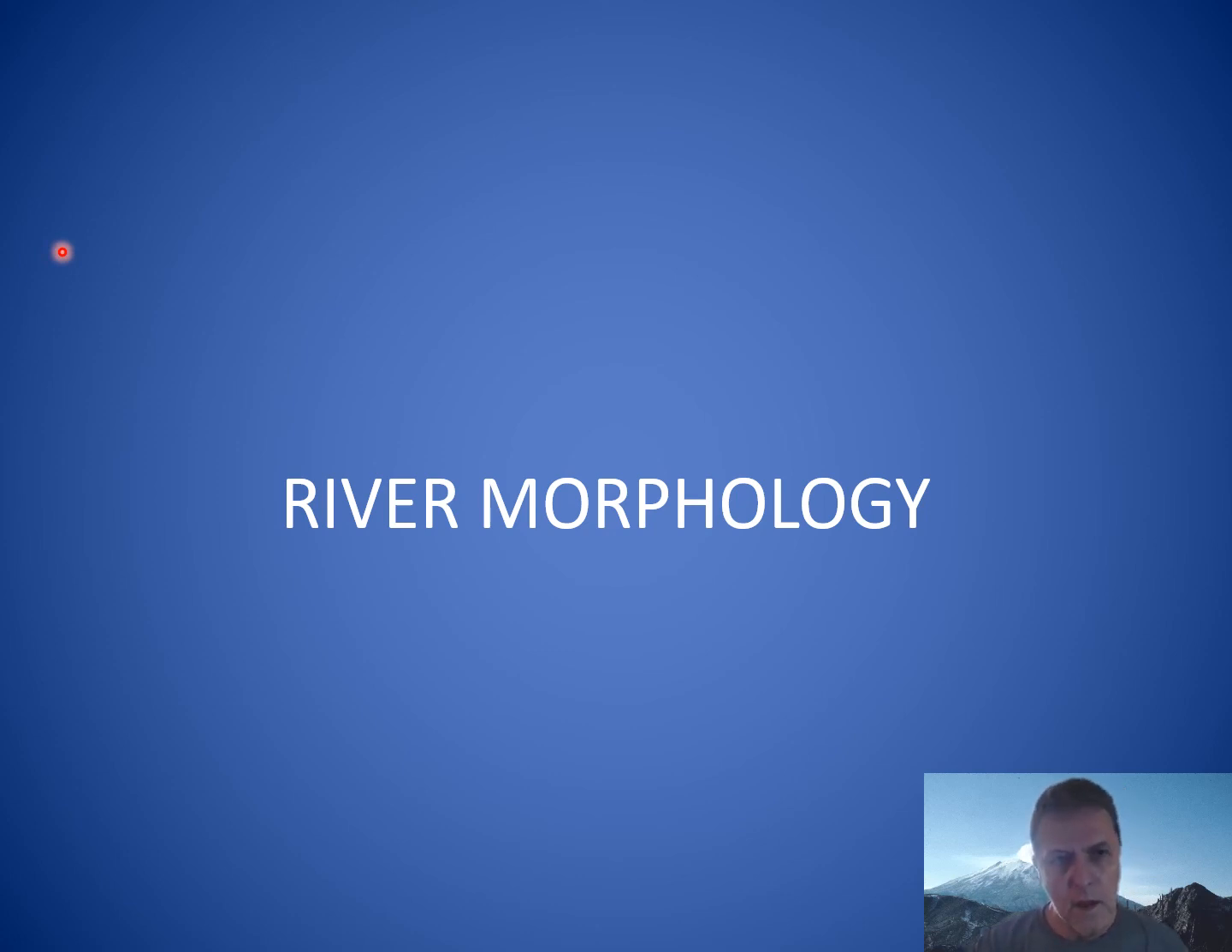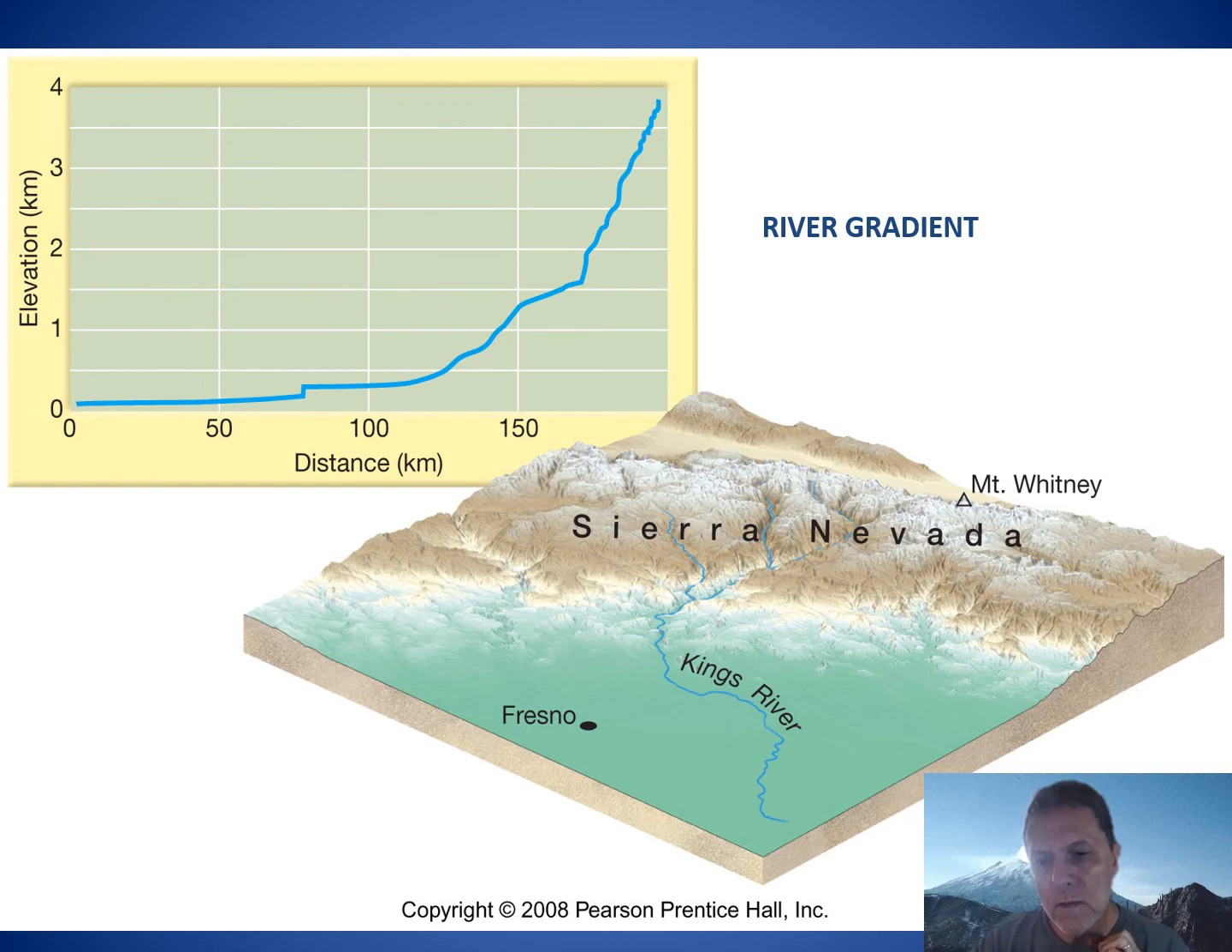Let's look at river morphology, which means shape. So let's look at the physical characteristics of a river from top to bottom. When you talk about a river, you talk about a moving stream of water that has physical characteristics, including a gradient. A gradient is a slope. So if you look at this graphic, you see that this blue line represents the gradient of a river, and that gradient changes as you go from the higher elevations to the lower elevations.